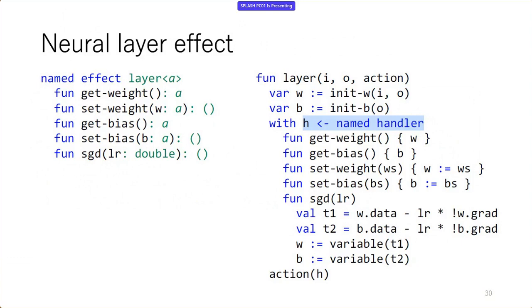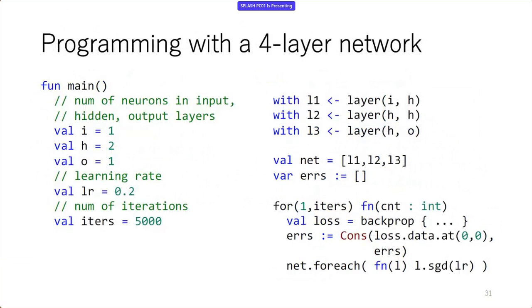Okay, now we can build a neural network by creating a bunch of layer handlers and putting their names in a list. So in the case here, we are creating a neural network consisting of one input layer, two hidden layers, and one output layer. And then we can perform learning tasks by supplying some training data. And as in the previous examples, we are using handler names as first-class values, more specifically as the elements of a list.